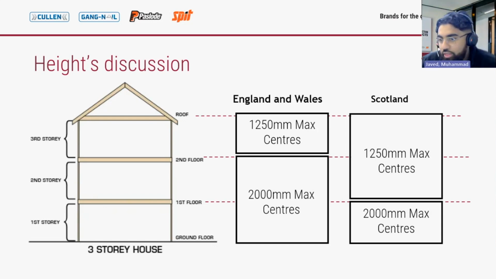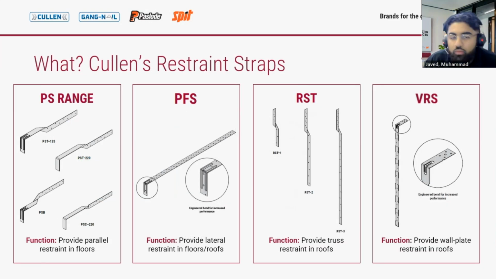Right, so that covers the why. Let's move on to the what, namely our restraint strap ranges. Building off what we just discussed around the necessity of restraint, the following slides will focus on the products we offer and how they are installed. We produce a variety of straps designed for both floor and roof applications. Here you can see our different ranges, and I'm going to briefly touch on each one, but we're going to go into more depth for each range as we proceed.